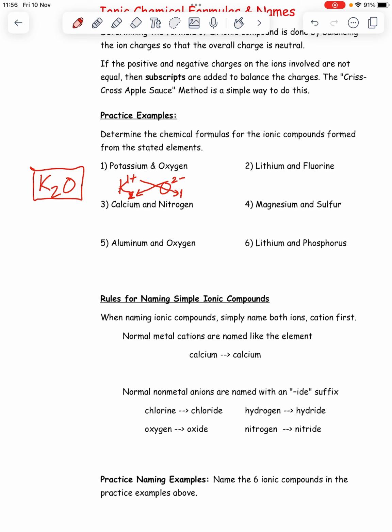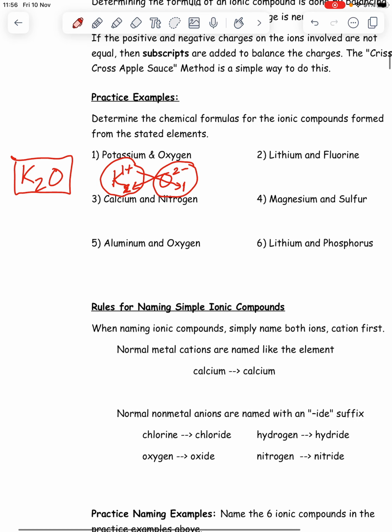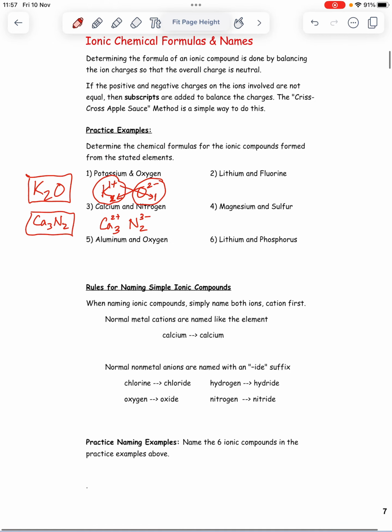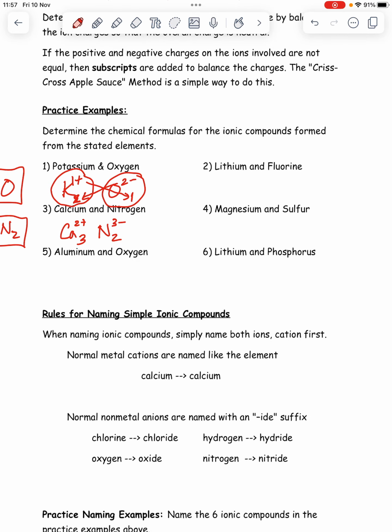That way I have 2 plus charges, each one is only 1+, and that will balance out the 2- of the oxygen. If I do the next one, calcium, I should be able to figure out that it forms a 2+ ion, and nitrogen forms a 3- ion. So again, let's carry down the 3 over here and the 2 over here, and so Ca3N2 is the formula.